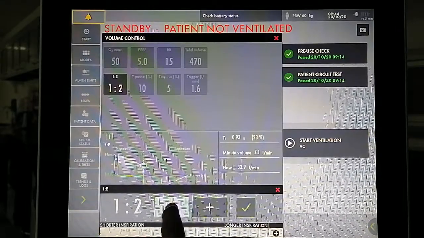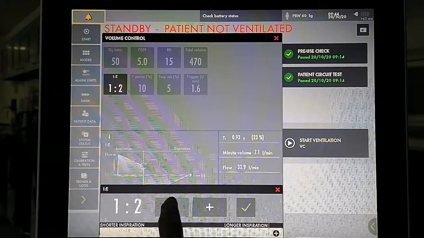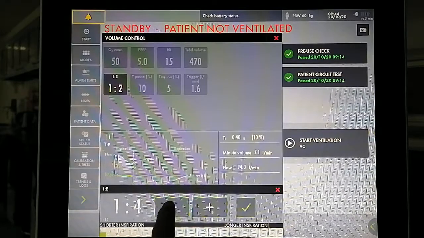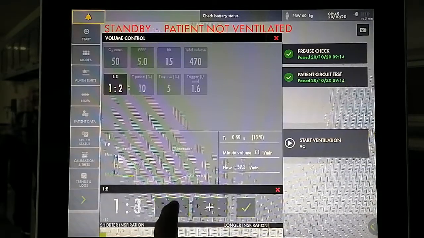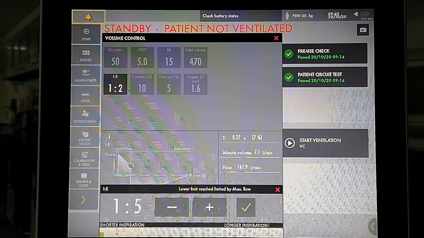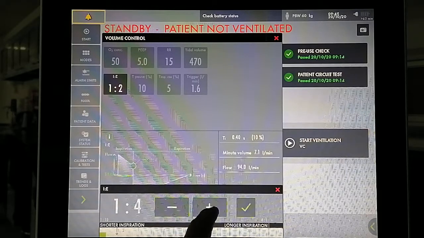see, I cannot increase the ratio anymore. There is a plus sign, you can press that and then you can manipulate. Okay, so that is the lower limit reached by maximum flow. Now you can see that if you increase the ratio between inspiration and expiration, you shorten the inspiratory time and then you increase the flow.